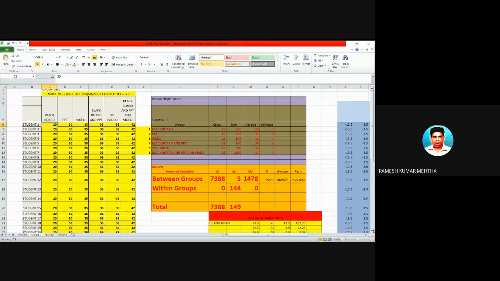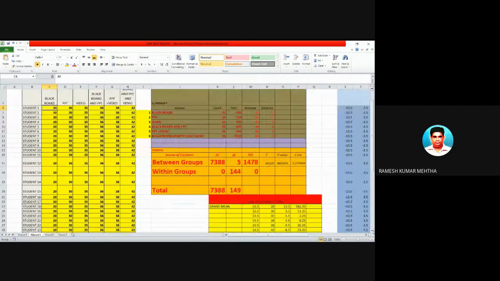Please remember, the formula for ANOVA is between groups by within groups. Between groups by within groups. Today we are not going to talk about ANOVA itself, but how we can do ANOVA in Excel, and the results derived using the MS Excel data analysis toolbar. We are going to discuss those results. So I hope you have understood between group and within group.